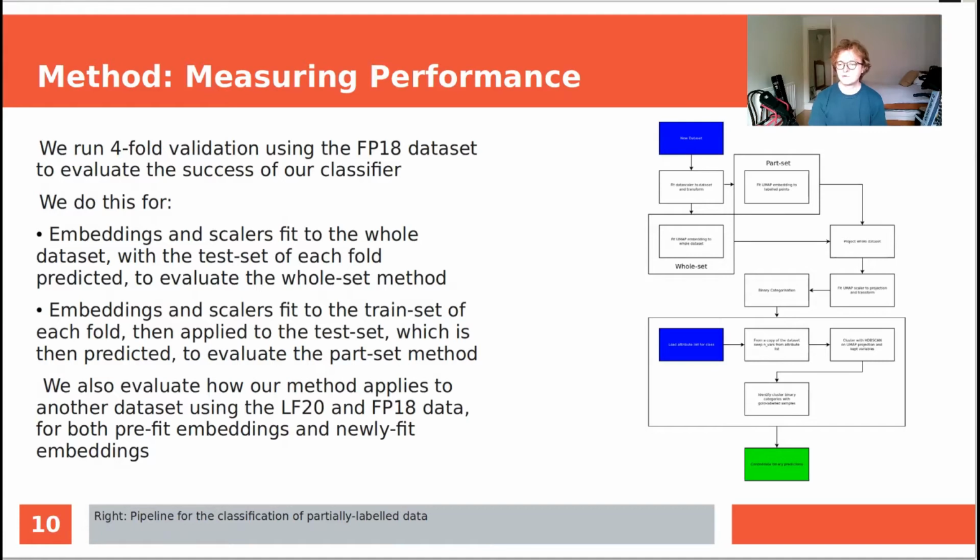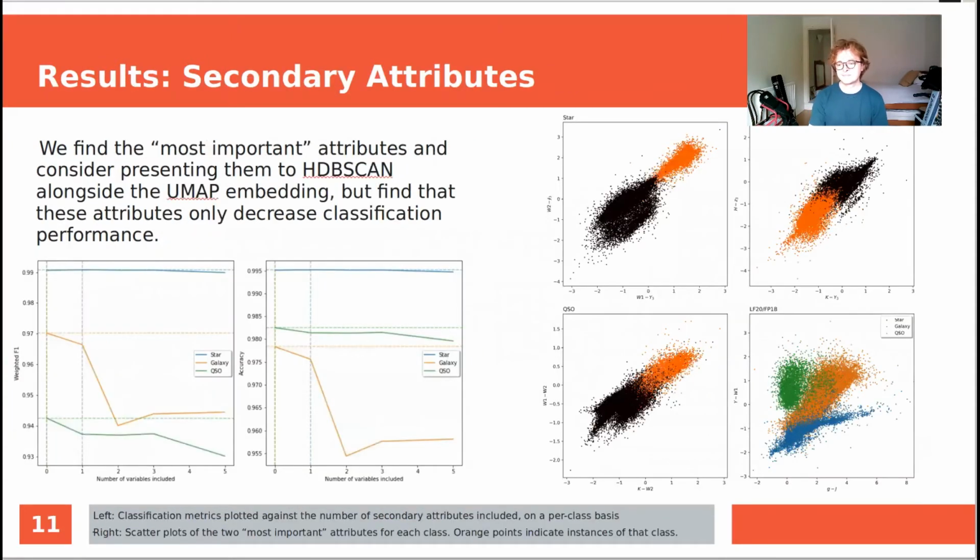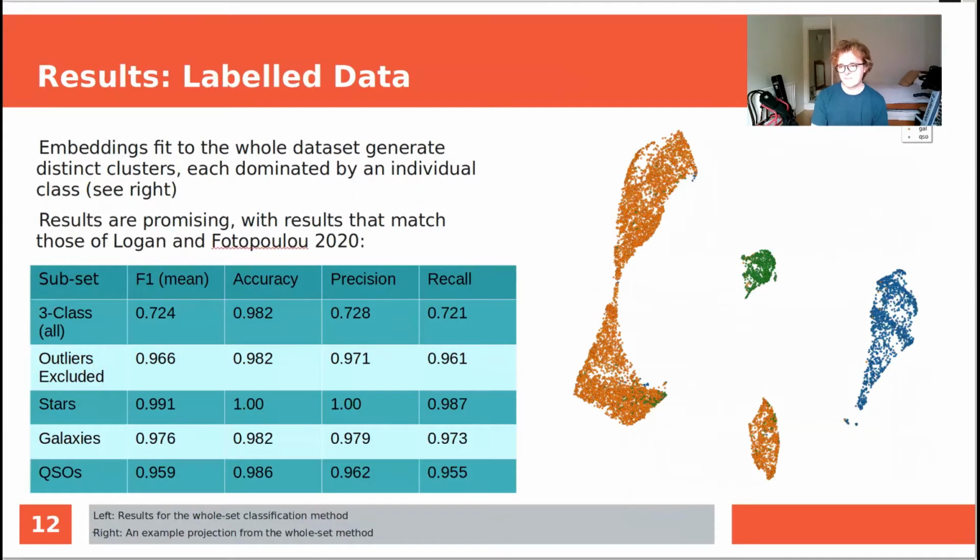We can measure performance through a four-fold validation using the fully labeled dataset. We do this by fitting the embedding either to the whole of that data or only to the training set of that data, and then applying HDBSCAN to the test set each time. We do consider including secondary attributes alongside, but we find that these only decrease performance. The attributes we would include were found using a random forest classifier through the feature importances attribute that the sklearn distribution has. These attributes are presented on the right for each class.